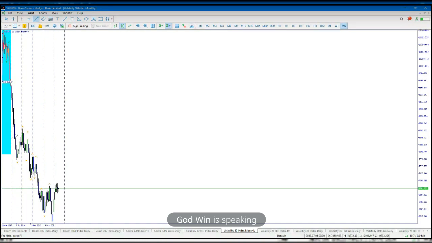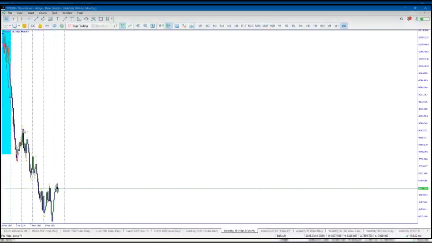Okay, lower high. This is swing, right? This is swing. This is structure. This is a macro structure on the monthly. This is a swing. This is another swing. And then this is another swing.